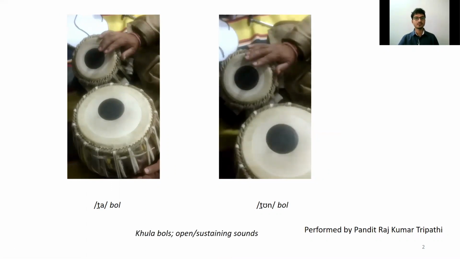In tabla literature, these two sounds are categorized as khula bols or open sounds. While playing the ta bol, the tabla player damps the fundamental mode of vibration with the ring finger, whereas in tun bol, the fundamental mode of vibration is not damped.